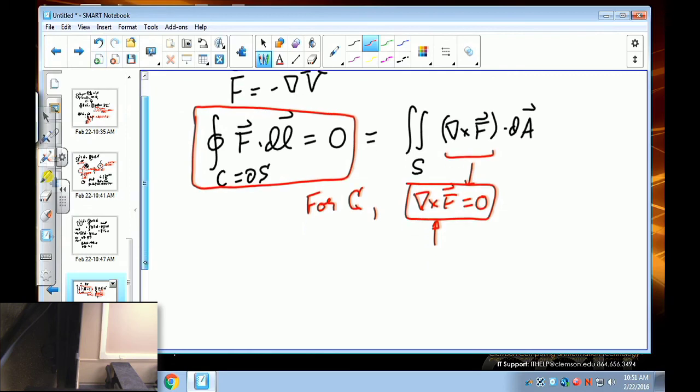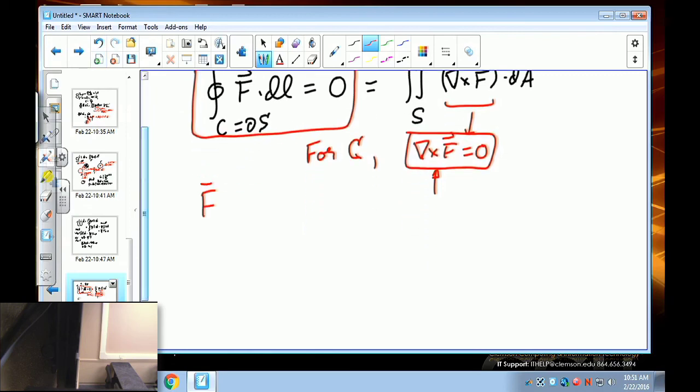But we had an example of gravity near the surface of the Earth. Does the curl of that equal 0? It's a constant. So you start taking a derivative of it, and the curl is going to give 0. So definitely the curl of that is 0. No problem. How about the other one?